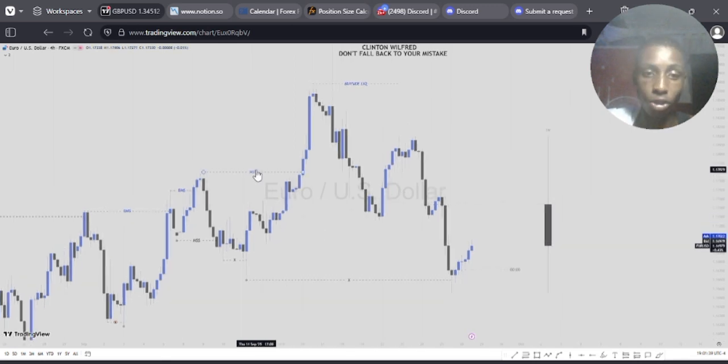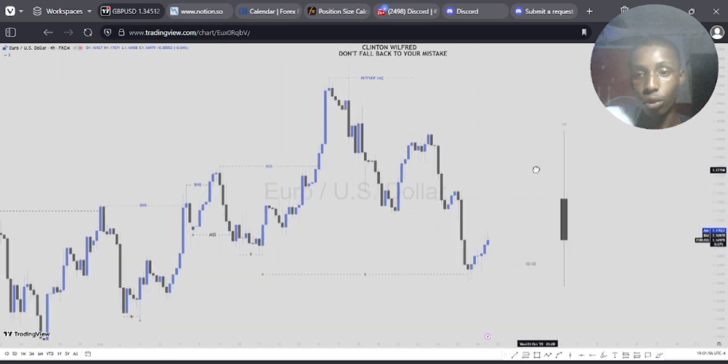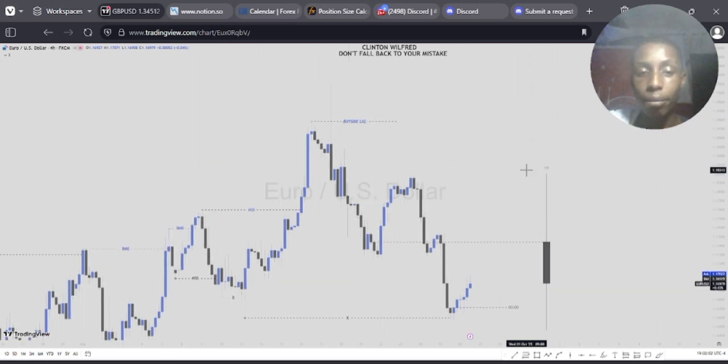See structure shifts here, and since then we didn't have a full body candle at this region. So I'm still bullish on EU. I'm still bullish on EU till we get a full body candle close down, then I am bearish.